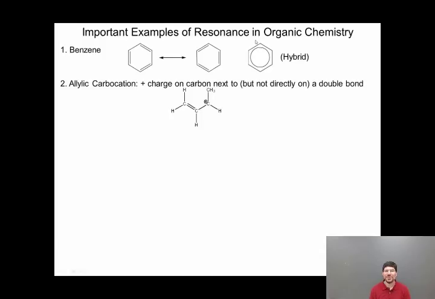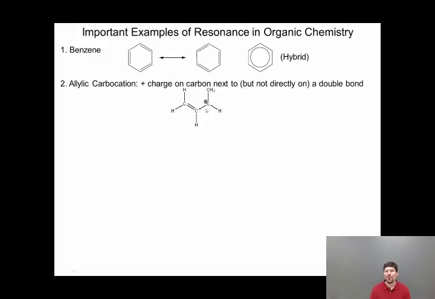All of the other examples we're going to talk about are actually ions, cations or anions. So a carbocation is a molecule in which you have a positive charge on a carbon atom. And the particular one that we want to talk about right now is called the allylic carbocation, in which you have a positive charge on the carbon next to, but not directly on, a double bond.